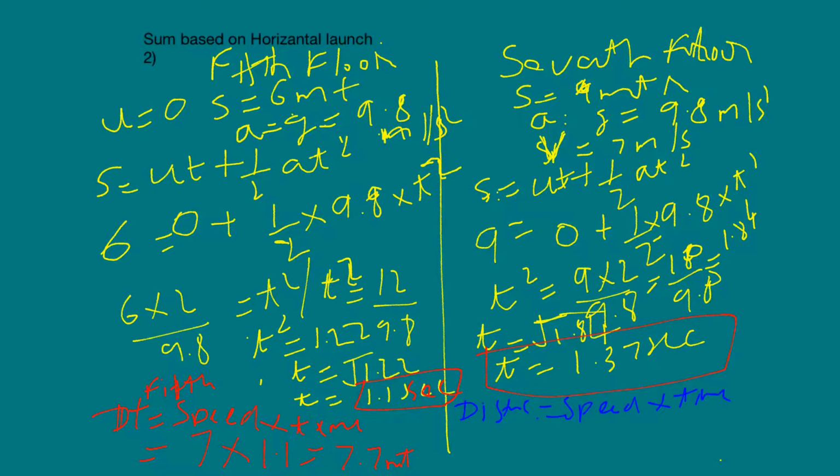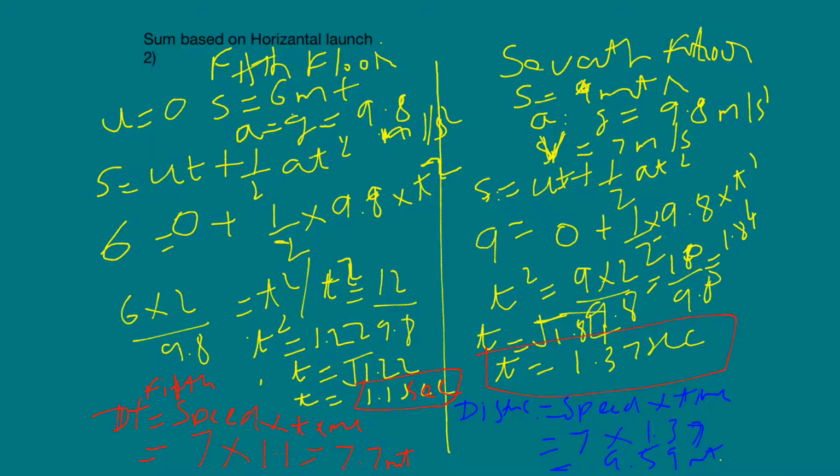So the distance we want to calculate. Velocity is the same here as usual for the 5th floor, and for the 7th floor it is the same because they are performing the experiment and throwing at the same velocity. So we will write here 7 meters per second, times the time we got, 1.37. Let's calculate on my calculator, and it is coming 9.59. The distance is coming here 9.59 meters.